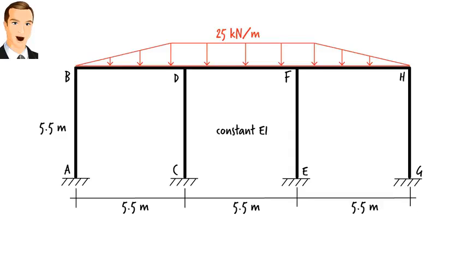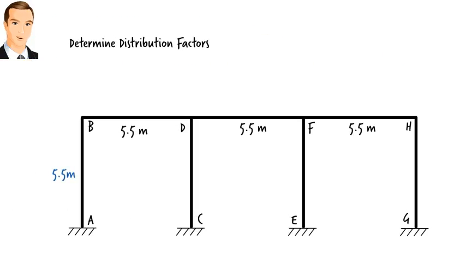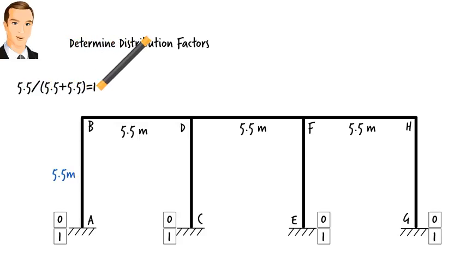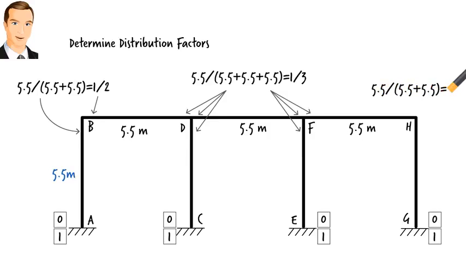Since the frame has a constant EI, we can calculate the distribution factor with relative ease. At the fixed supports we get... At joint B, we get 1/2 at each end. At joints D and F, we get 1/3 at each of the three ends. And we get 1/2 at the ends of joint H.